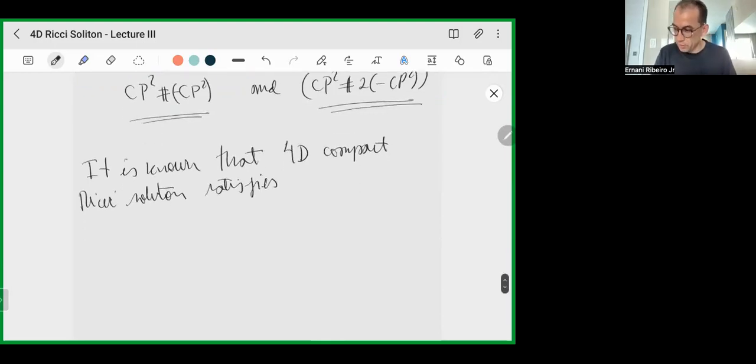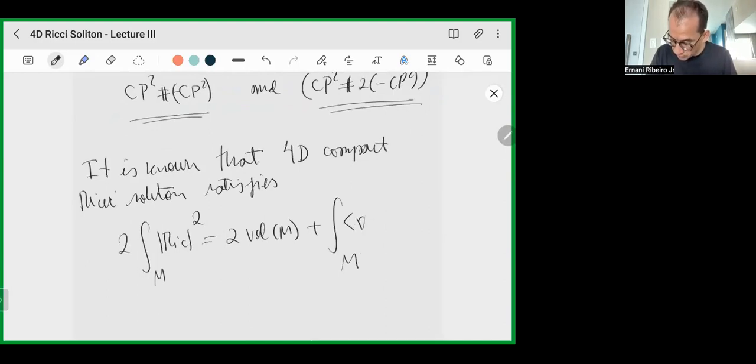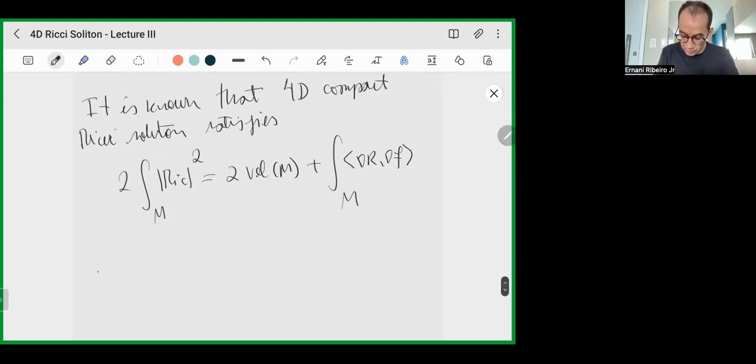satisfies this formula here. The integral of the norm of the Ricci squared is equal to twice the volume of this manifold, plus this integral here. So this is an easy consequence of the formula of the Laplacian of the scalar curvature, this formula here, minus this plus R minus twice the Ricci squared. It's a consequence of this formula that we will prove in the second lecture, I think. So it's just take the integral.